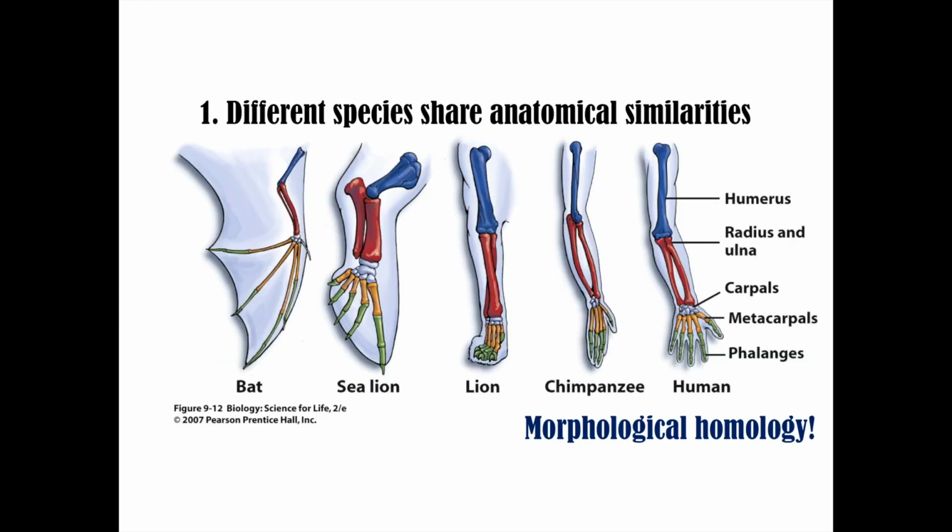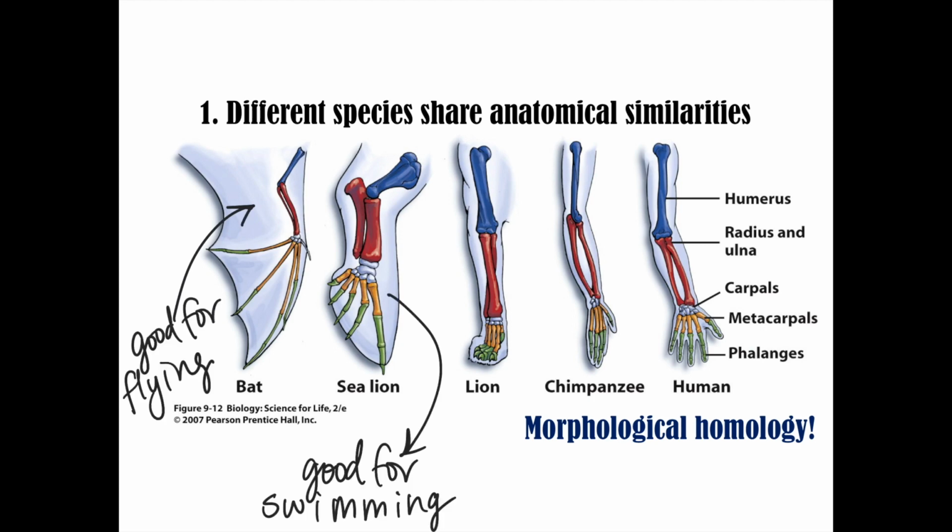We actually find that though they have been slightly modified to perform special functions, like flying in the bat, their forelimbs still contain the same basic structure and number of bones. This is an example of morphological homology, and again, it indicates that the ancestor of all mammals also had a forelimb that contained this bone structure.